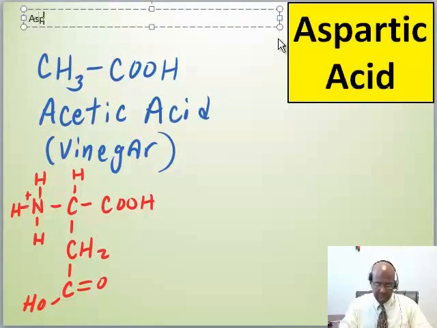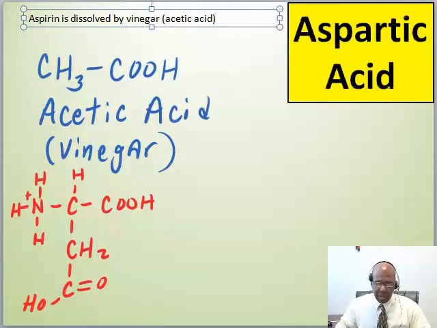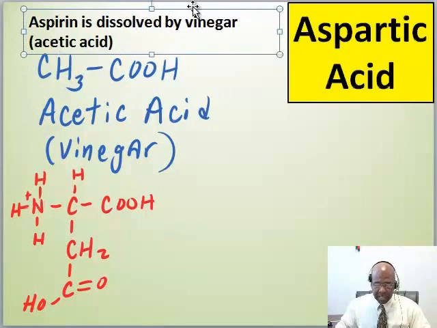Aspirin is dissolved by vinegar. And you can just imagine yourself dropping an aspirin in vinegar and it dissolving. But you just have to remember that vinegar is acetic acid. If you can remember that one statement, that will help you with 4 amino acids. Aspirin is dissolved by vinegar.